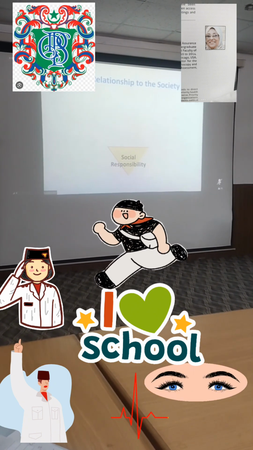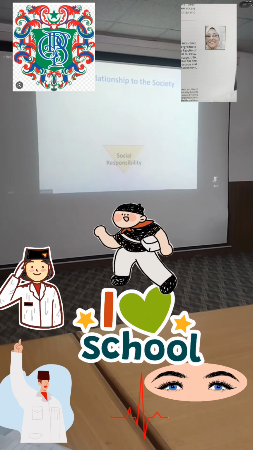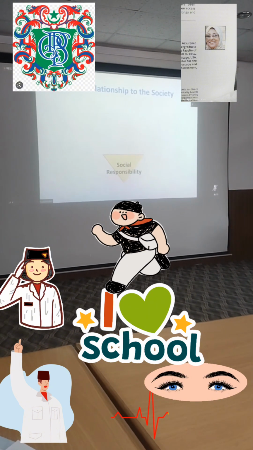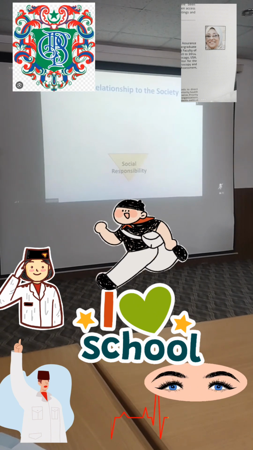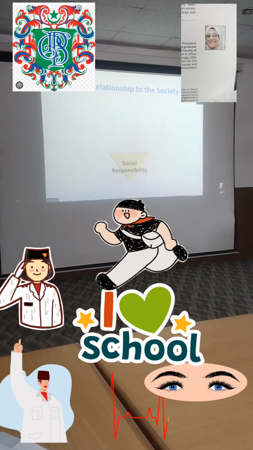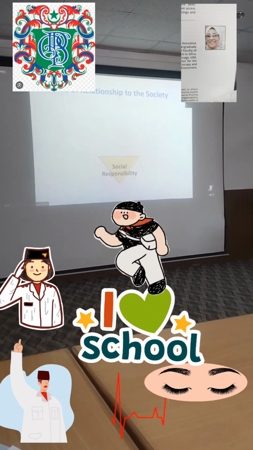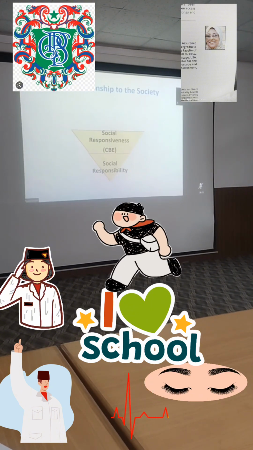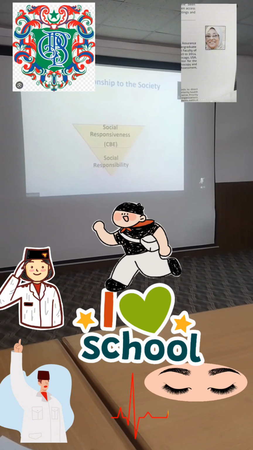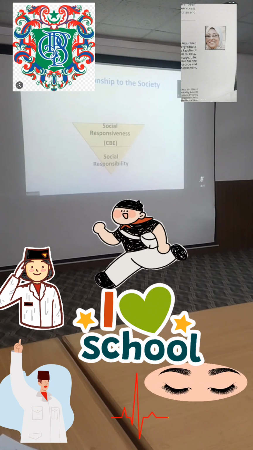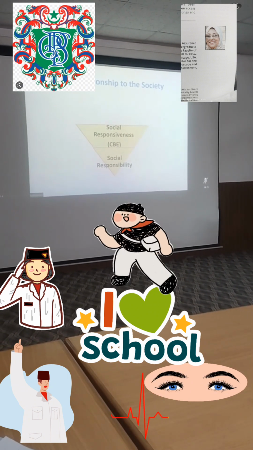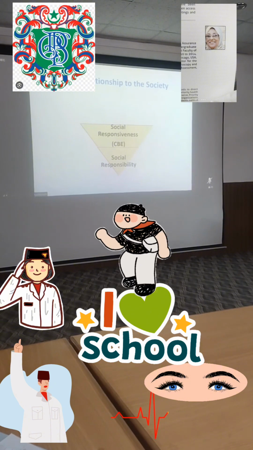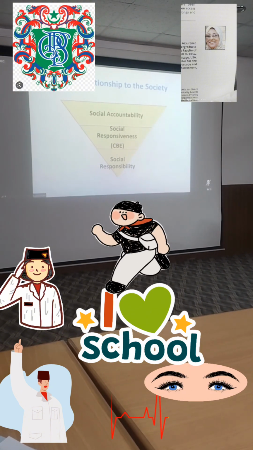Before we start, we have to know what the levels of relationship between the medical school and the society are. The first level is social responsibility, and this means that the medical school is aware of the needs of the society. The second level is social responsiveness, and this means that the medical school is responding to the needs of the community by incorporating some community-based activities in its educational program. And then the highest level is social accountability.